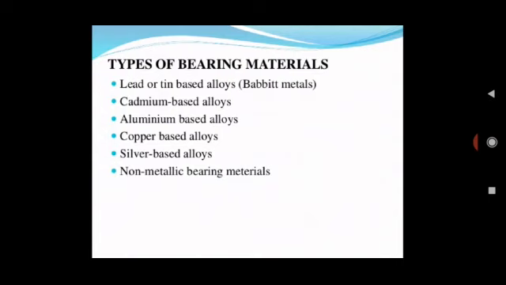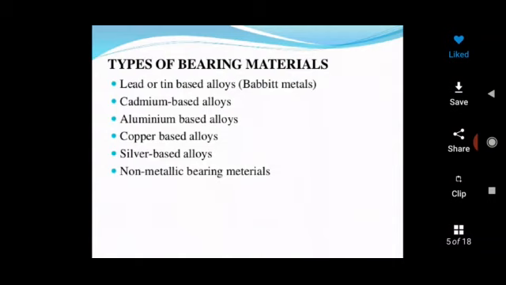Seeing all these properties of bearings, now we are going to see what are the different kinds of materials or alloys that have such properties, and hence can be used as bearing material. First is Babbitt metals. Babbitt metal means lead and tin alloys, and it was discovered by Isaac Babbitt. That is why it is named after the scientist, Babbitt metals. These are lead and tin based alloys. Then there are also cadmium based alloys. They are more expensive because cadmium is expensive.